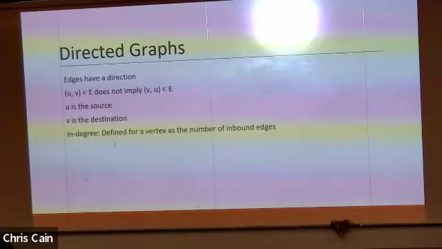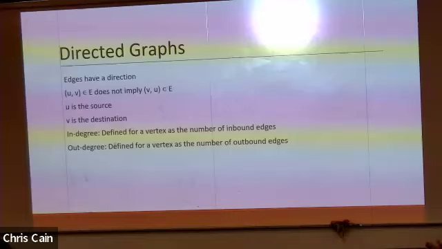There's also this concept called in degree, the number of inbound edges for a particular vertex. And then an out degree is the number of edges that are outbound from this vertex. So it's very similar to the concept of degree from the undirected graph, except now we actually split up those arrows that are leaving this vertex and those arrows that are arriving at this vertex.